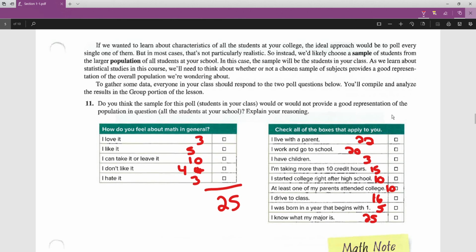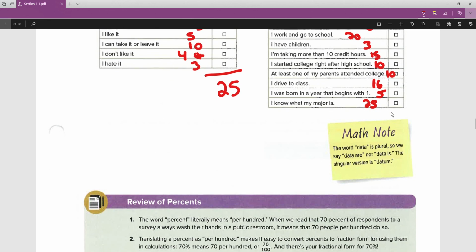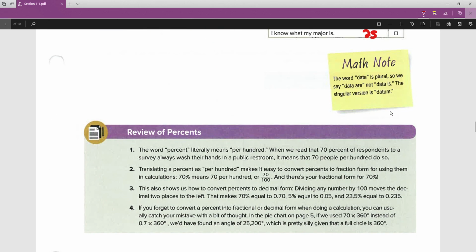So that will give you some data to use if you're having to work on the group work on your own. There's a nice little review here of percents if you'd like to read through it. And next you're ready to start the group work that begins on page 8.